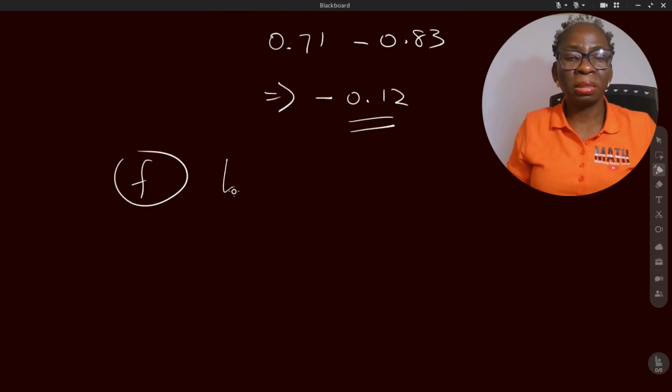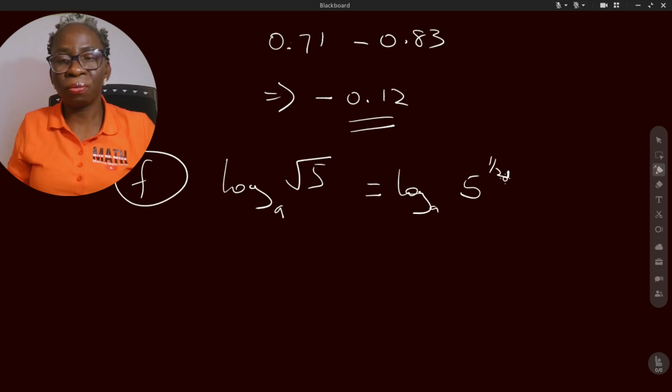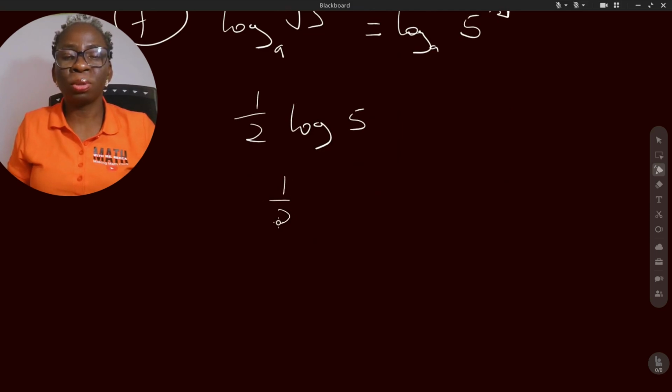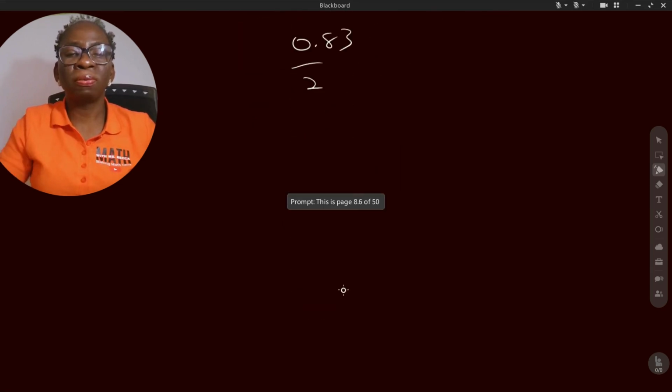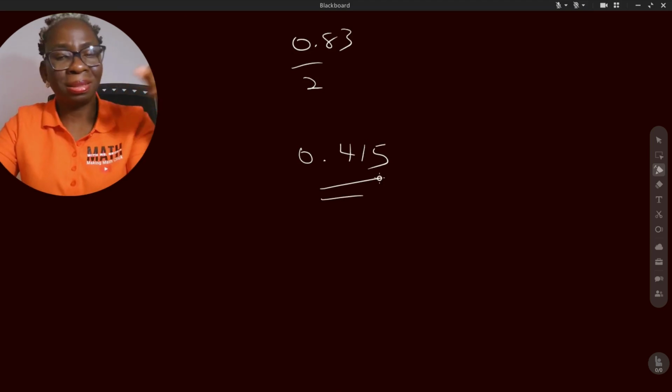And lastly, we have the last one, which is F. That one says log root 5 base A. So root 5 is the same thing as 5 power half. That means we can express it as half times log 5. That will be half times 0.83, so 0.83 over 2. And this will give 0.415. That is it.